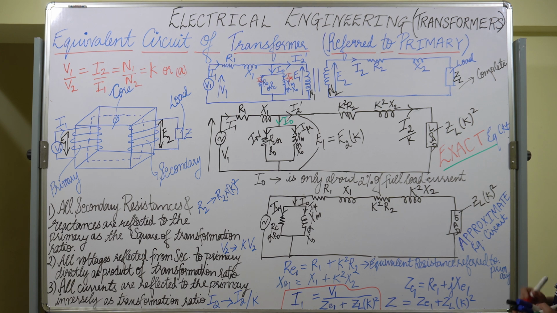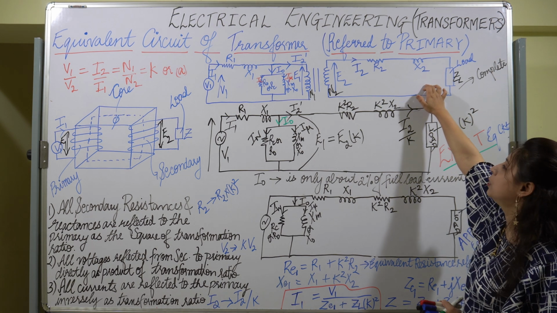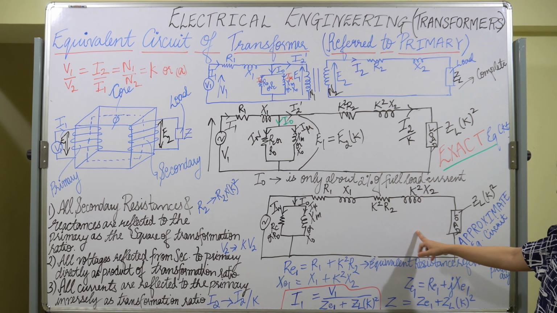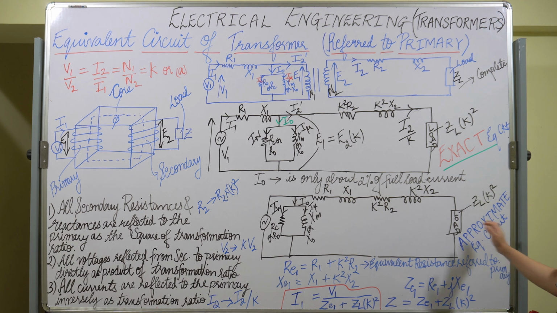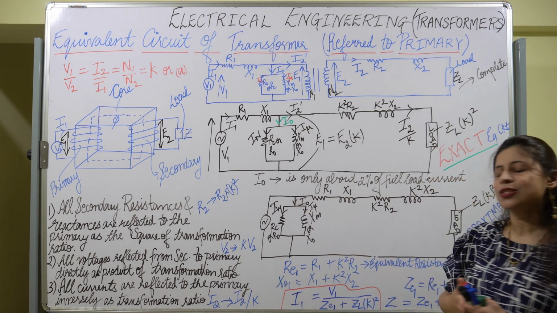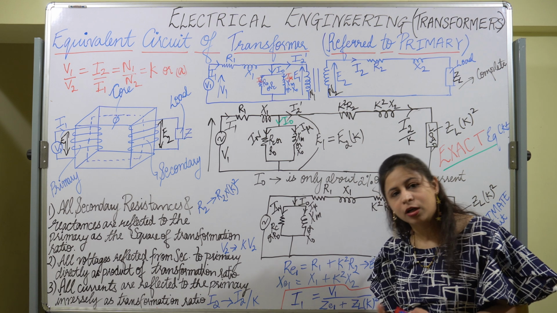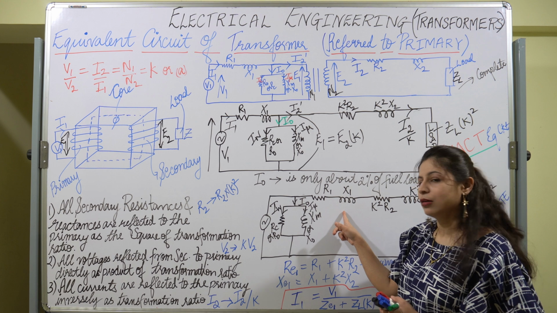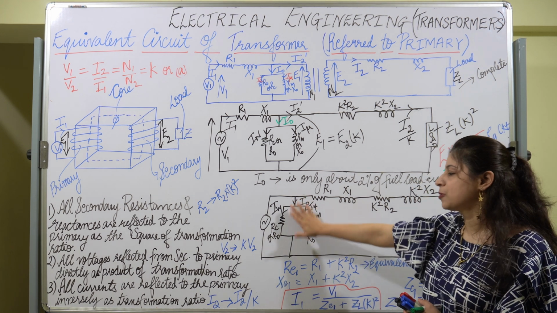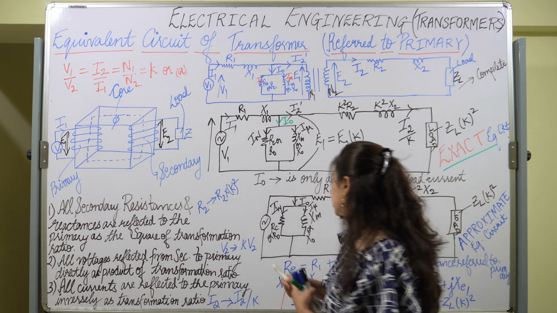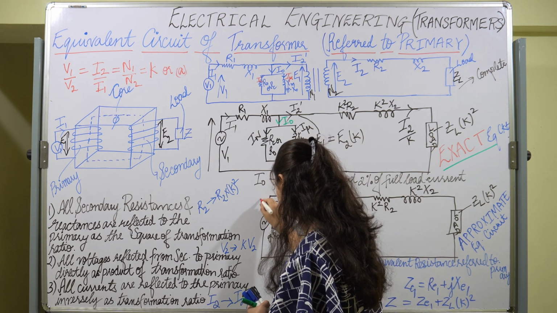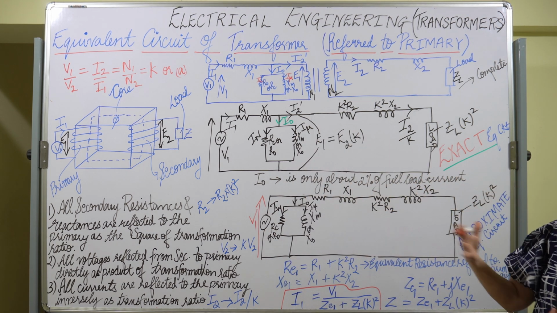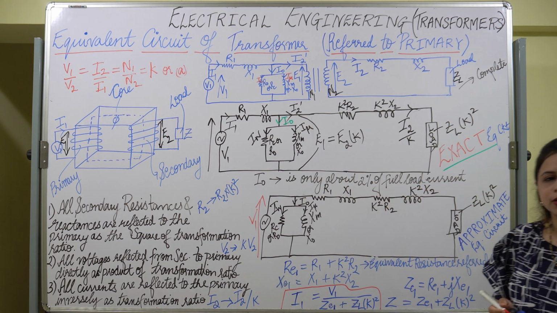Okay. So this circuit is the complete equivalent circuit. This circuit is the exact equivalent circuit, and this circuit is the approximate equivalent circuit. And if the no load current is very much smaller and it is having negligible effect on the primary resistance and primary reactances, then we can neglect this part also. No problem. That will also give the approximate equivalent circuit only.